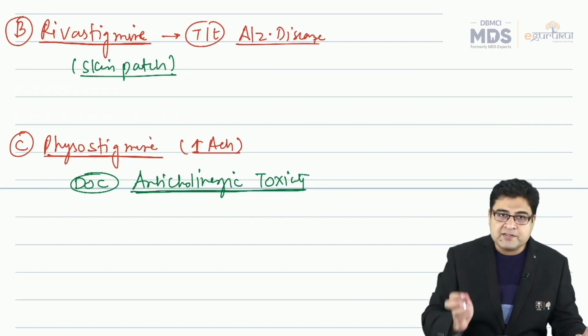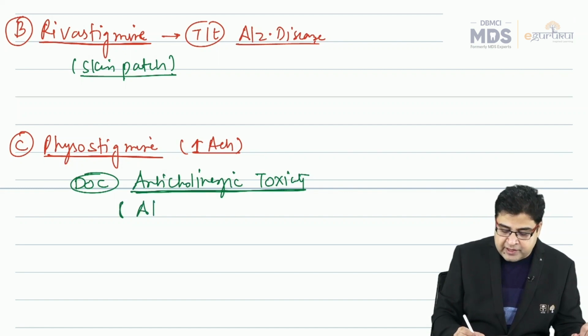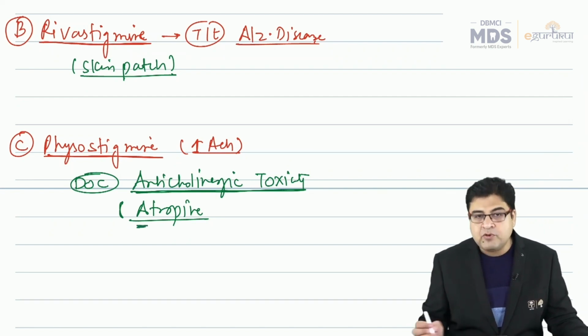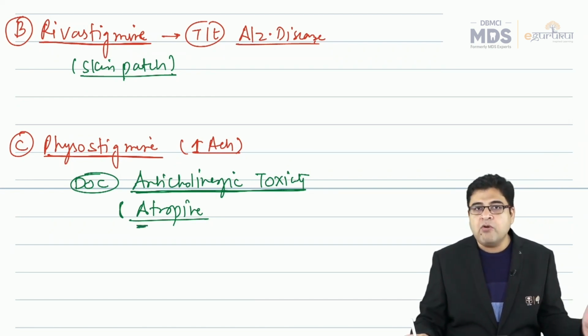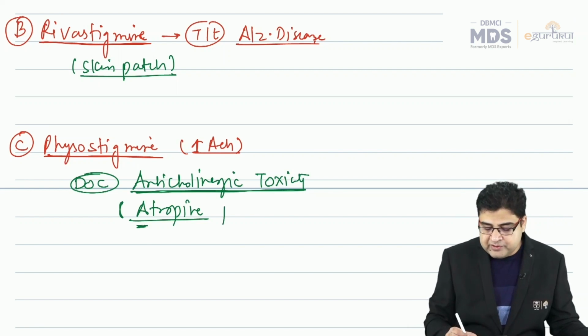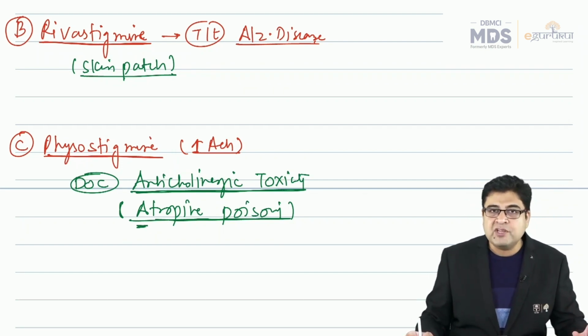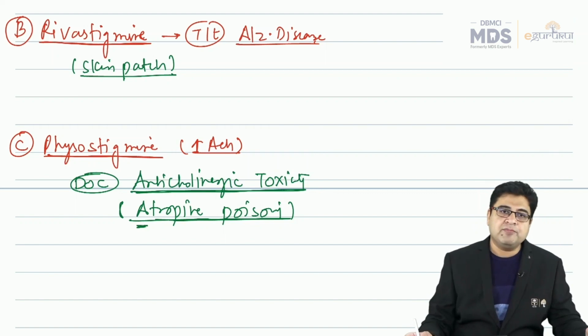One of the classical examples of an anticholinergic drug is atropine. Atropine is a medicine that starts with the alphabet A. Whenever a patient suffers from atropine poisoning, it's a type of anticholinergic poisoning. So physostigmine is the drug of choice for that condition.